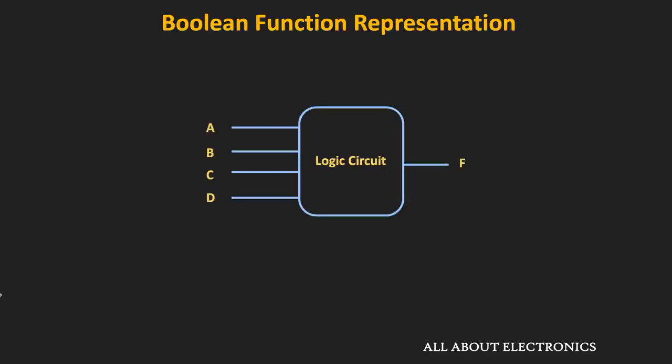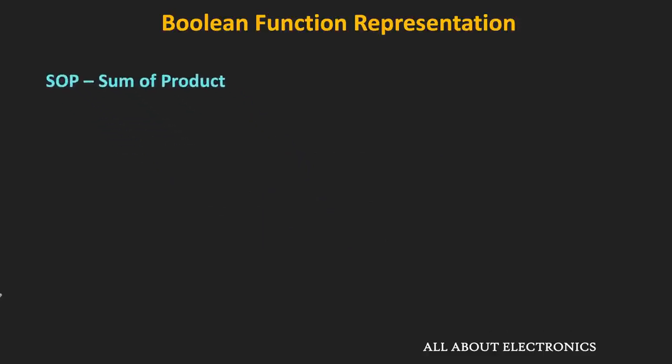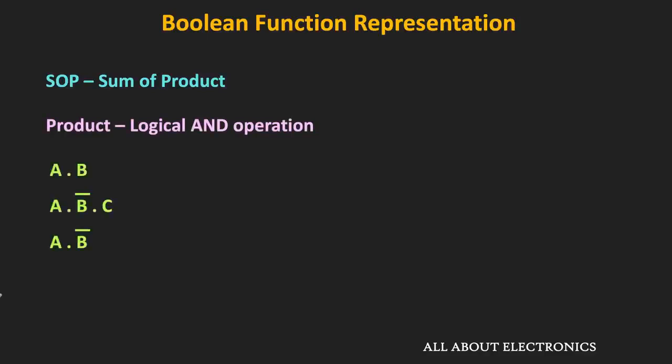Now this Boolean expression or Boolean function can be represented either in the sum of product form or in the product of sum form. First, let us see the sum of product form of representation. In this SOP form, the product term is the logical AND operation of the different input variables, where the variables could be in the true form or in the complemented form. So these are a few examples of the product term.